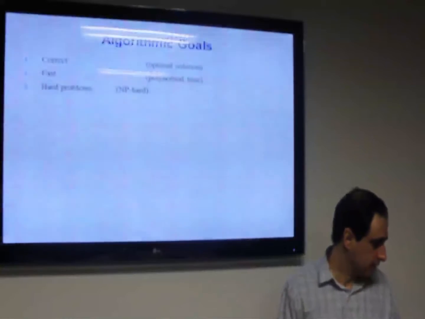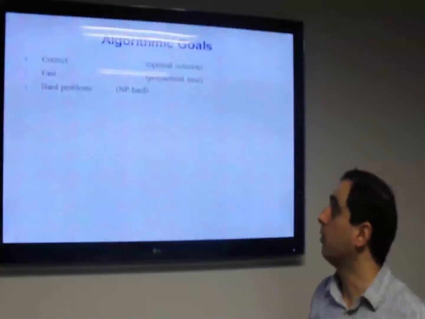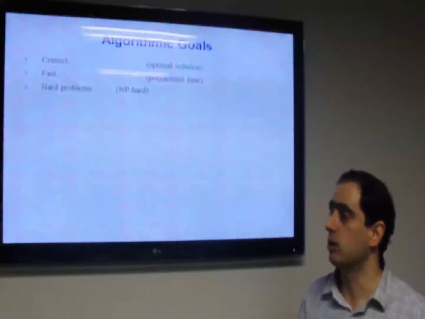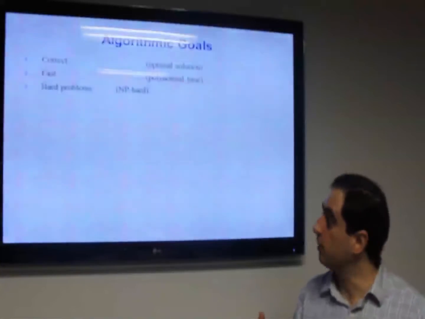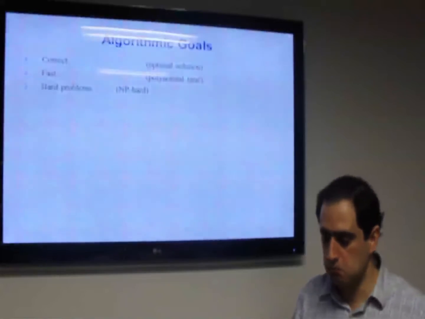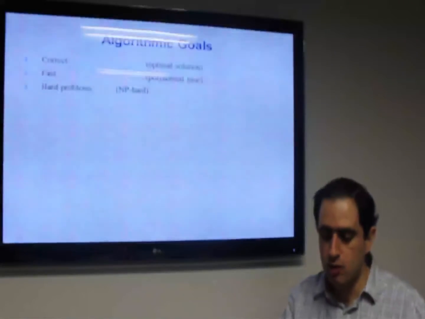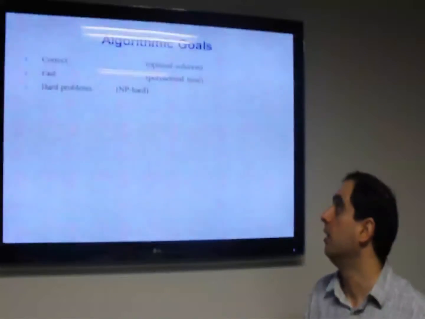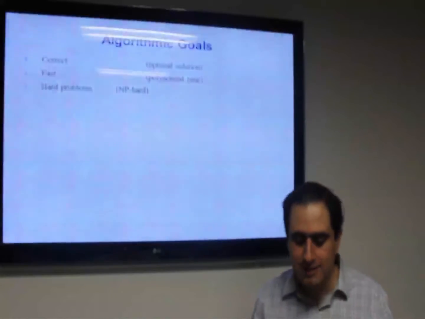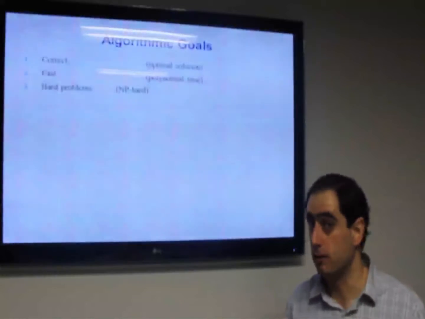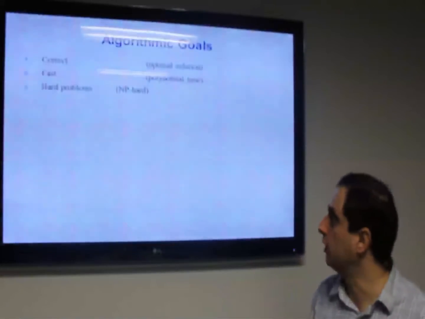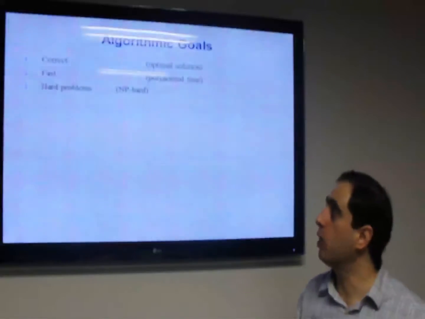Okay, so what are the algorithmic goals that we are considering in this talk? We often have three algorithmic goals. One is that for some problem, we want to be correct, meaning we want to find the optimum solution. We want to do it fast. Fast means a polynomial time algorithm, not trying every possibility, which is exponential. And then we want to solve a hard problem.